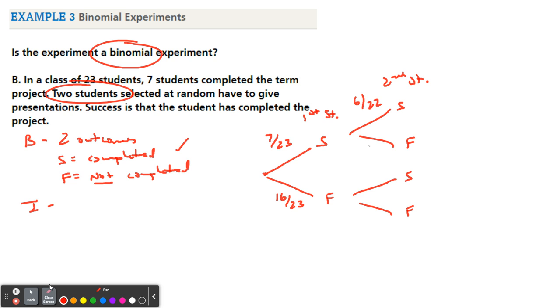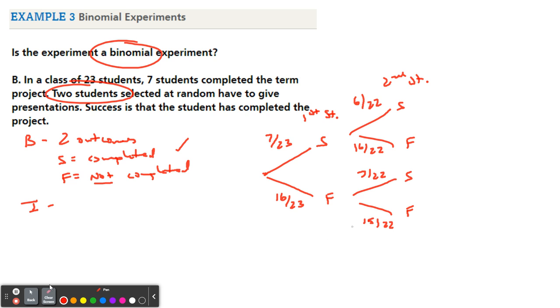And if I just continue filling it in here, if the first one completed it, then you have a 16 out of 22 chance that someone failed it. Again, they have to add up to 1. Down here, if the first person failed, then you have a 7 out of 22 that the second person succeeded. And here, if the first person failed, then you have a 15 out of 22 chance that the second person also failed or did not complete. And again, they add up to 1.